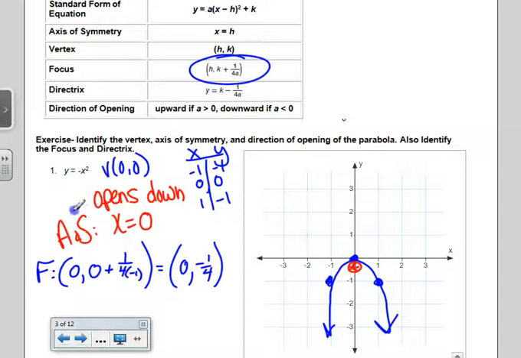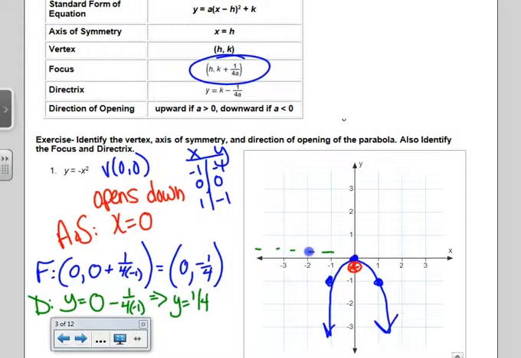For the directrix, here is an equation of a line, and it's k, which is 0, minus 1/4 times a. So that is going to become negative 1/4, which is a positive 1/4. So the equation of our directrix is the line y equals positive 1/4, which would be a horizontal line. Okay. Hopefully you can draw a straight line, because I can't.